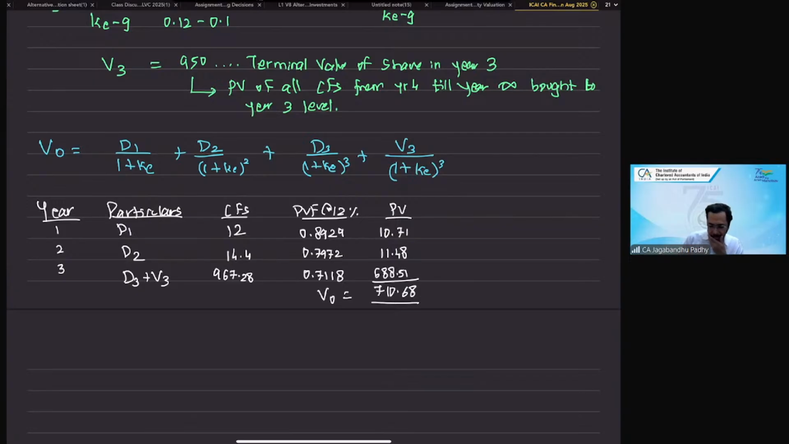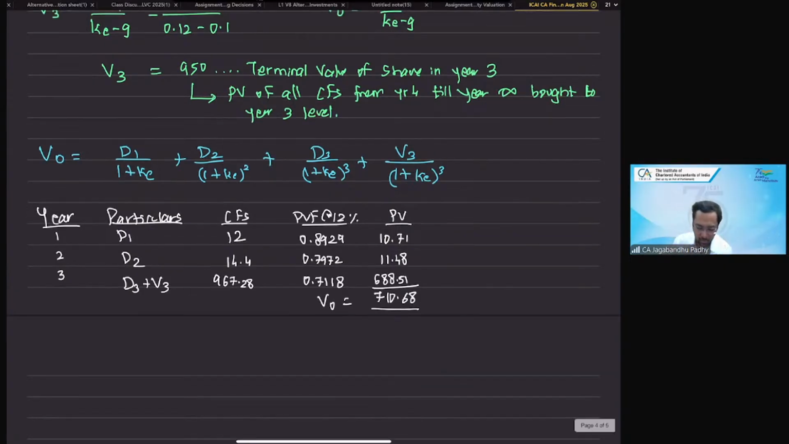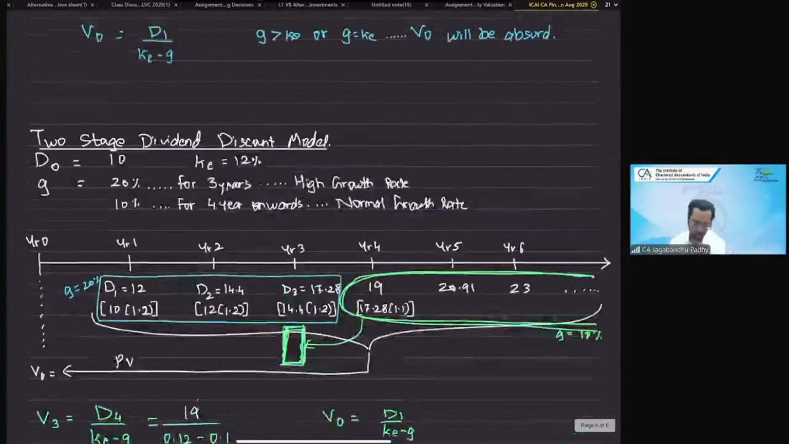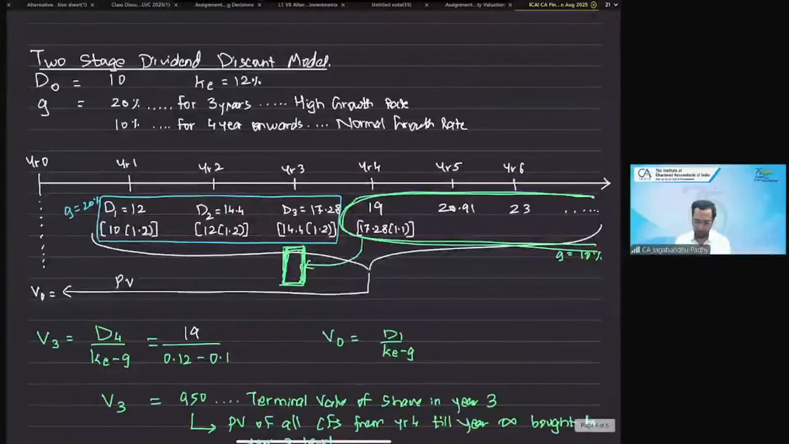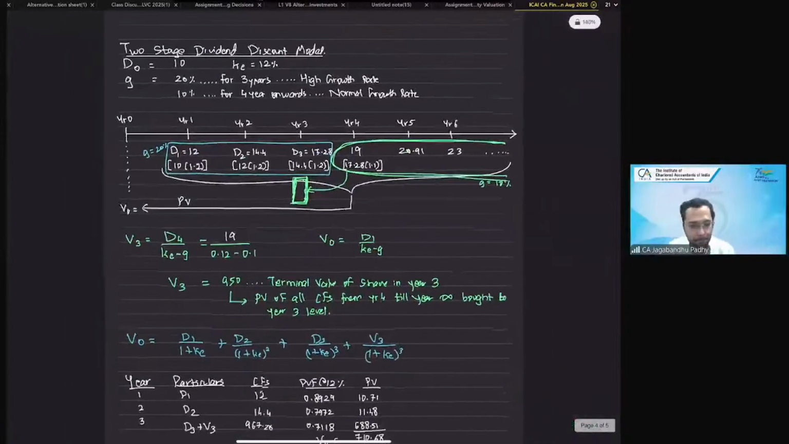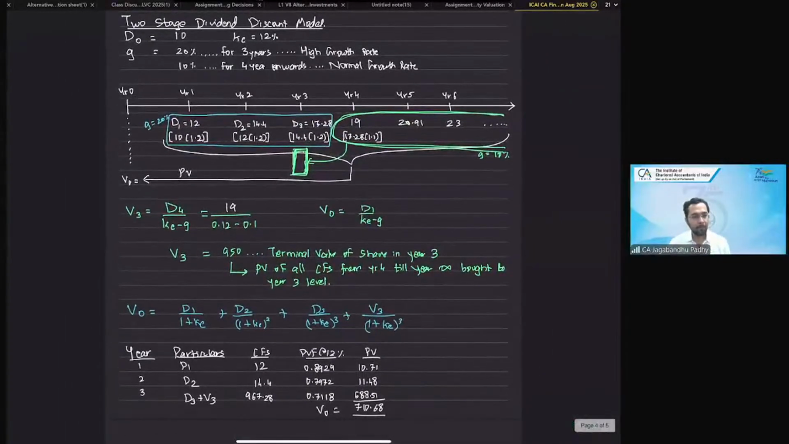So when we want to take the value of the share at differential growth rate, this is what we are going to approach. Are we clear with this approach, guys? The two-stage dividend discount model. Are we good? Yes, sir. Clear, sir.